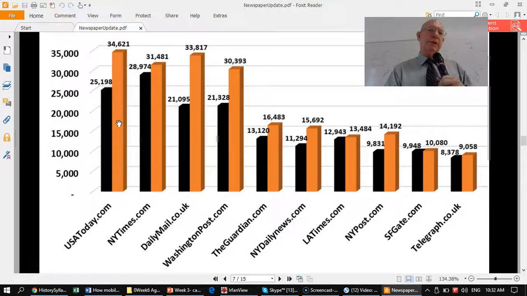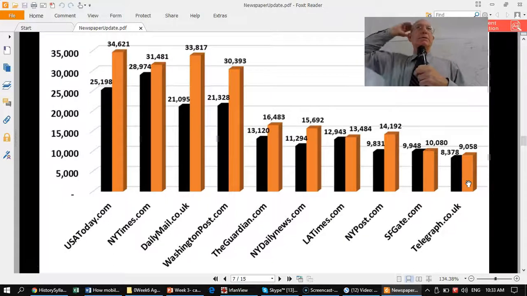I'm not sure if USA Today even tries to sell subscriptions. The New York Times does, but many of these people are just going to their best stories that they give away free. Anyway, you see how it goes. So these numbers are pretty respectable for the large newspapers, but this is just 10 newspapers in the world.